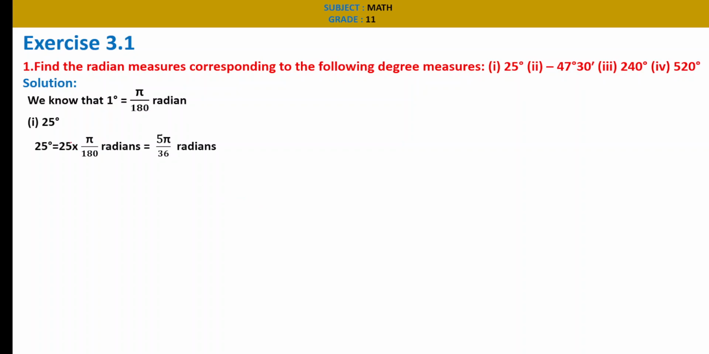So, 5 fives are 25, 5 thirty-sixes are 180. So, 5 pi by 36 radians. Therefore, 25 degrees is equal to 5 pi by 36 radians.